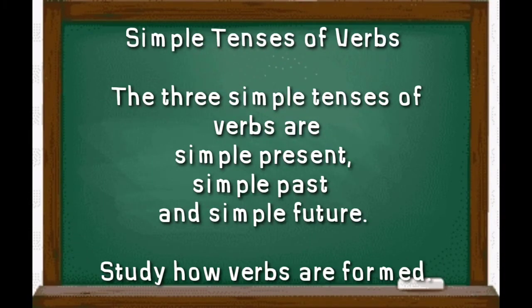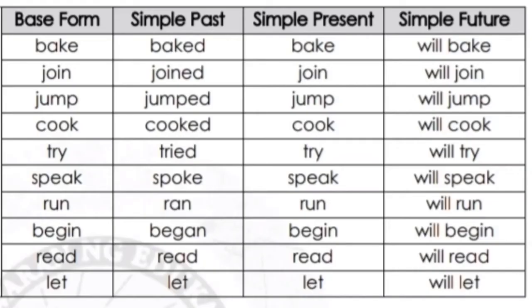Simple tenses of verbs. The three simple tenses of verbs are simple present, simple past, and simple future. Study how verbs are formed. Study the table about the base form, simple past, simple present, and simple future of the verbs.